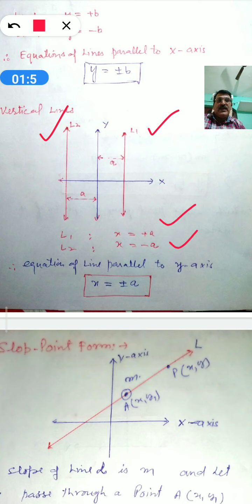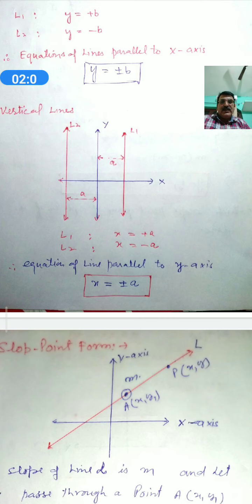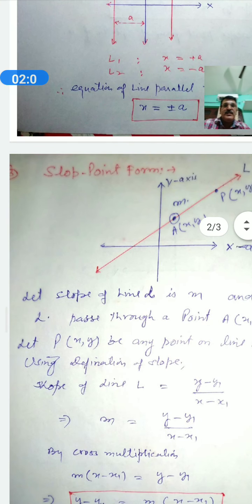So we can say that equation of line parallel to y-axis will be either x is equal to plus a or x is equal to minus a. So the equation of line parallel to y-axis will be x is equal to plus minus a. Now let us consider the next type of equation of line, that is slope point form.